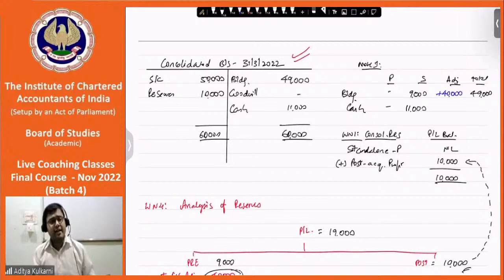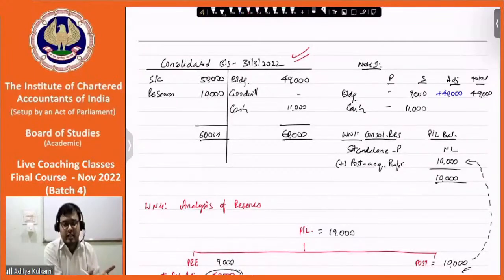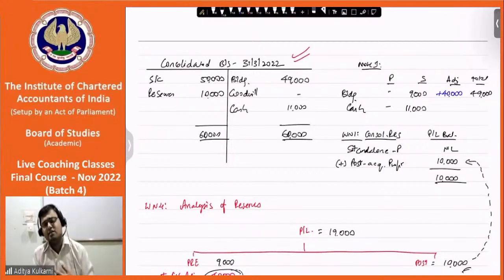Because of consolidation, can the real nature of the assets change? Can you say that because consolidation happened, the life of the building went up from 10 years to 50 years? You cannot say that, because in the standalone books the life of that building is still 10 years, and that fact must be reflected in my consolidated balance sheet.